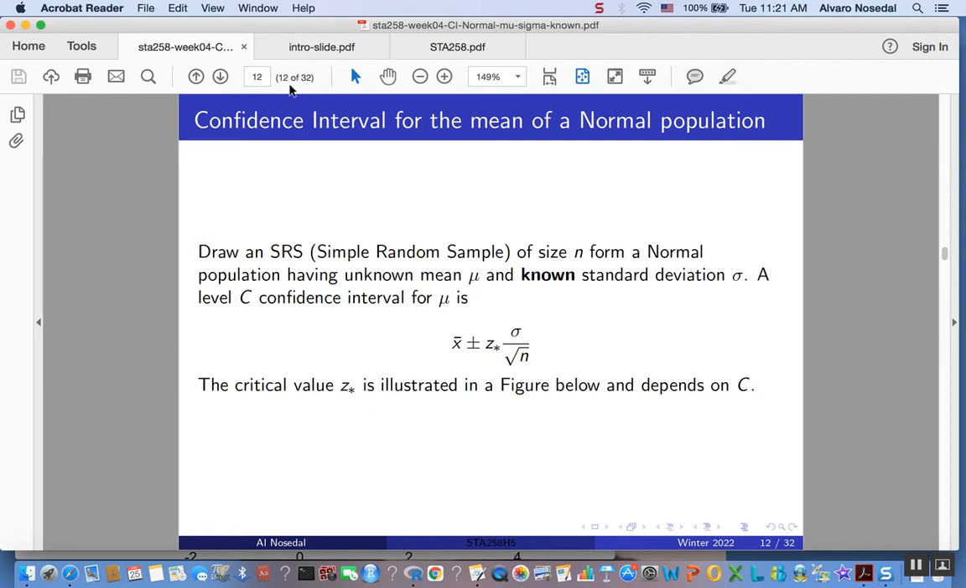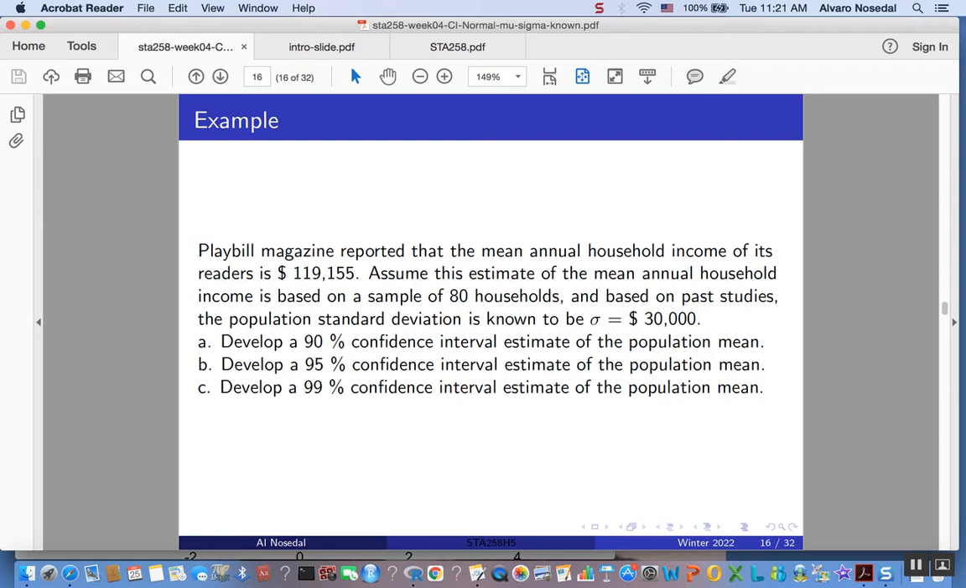Well, now let's see the first problem that we're going to be doing together here. So we have a magazine, and they are interested in estimating the household income of its readers.